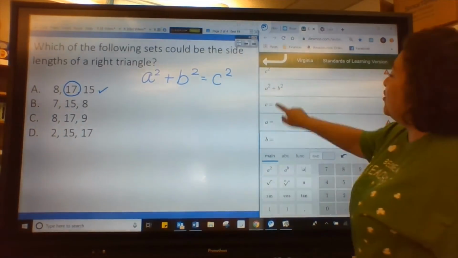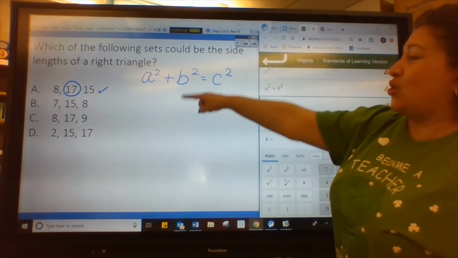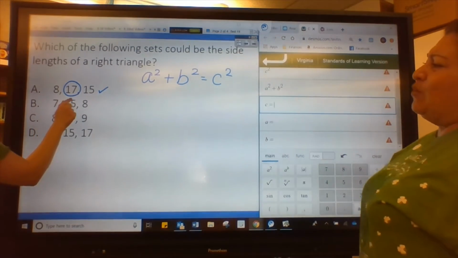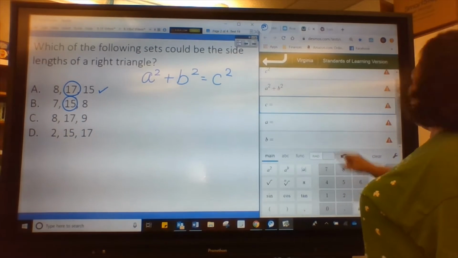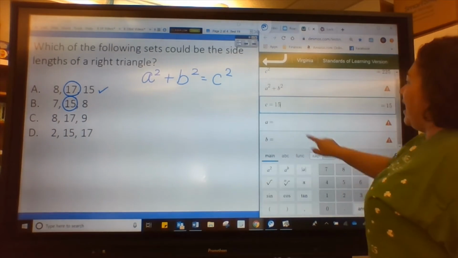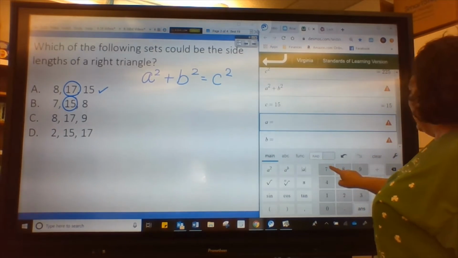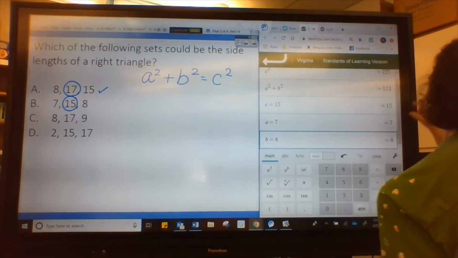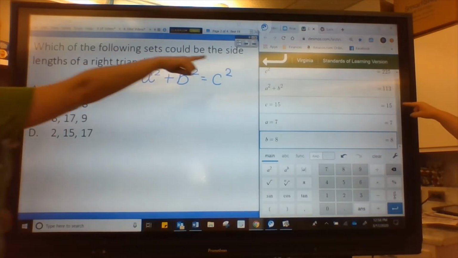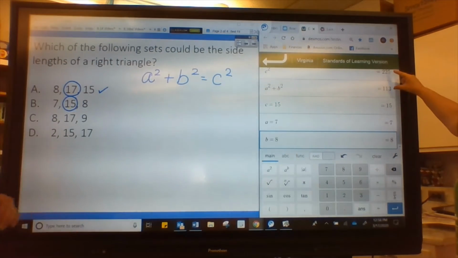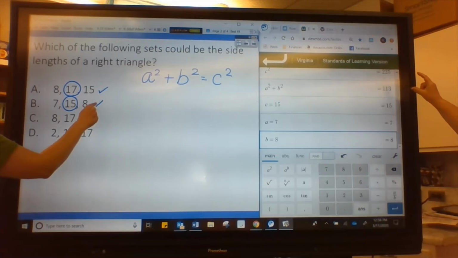So now we're going to fill some stuff in. Let's look at that next one. What would the hypotenuse be? Which one's the longest? 15. So I'm going to make C 15. And what would my 2 legs be? Because it doesn't matter what order they go in. 7 and 8. Wow, look at that. Up at the tippy top. Oh, they don't match. 225 and 113. They don't match, so that will not work for us.